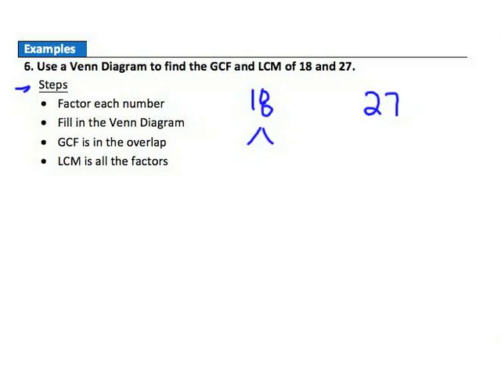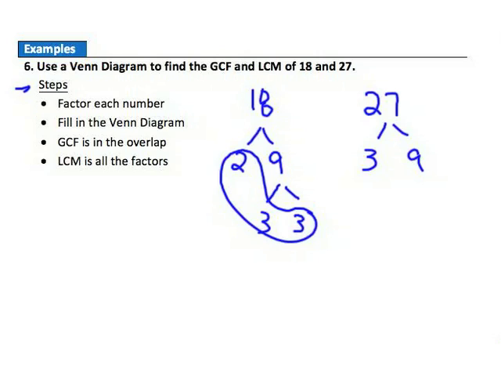Any two numbers that multiply to give us 18, I'll start with 2 times 9. 2 is prime, so that one's good, but I've got to break 9 down again. So 3 and 3. So there is 18. When I factor 18, that's what I'm going to get: 2 times 3 times 3. Let's go to 27. 3 times 9. Again, the 3 is good, but the 9 needs to be broken down. So 3 times 3. So there's my factorization for 27.